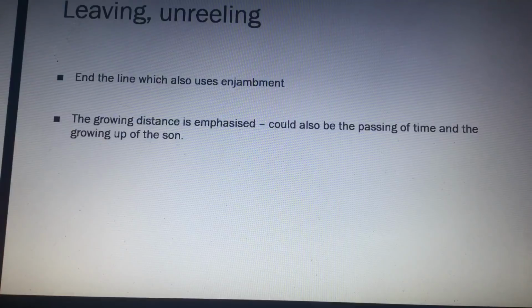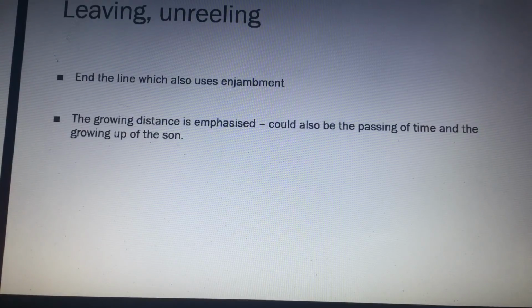It is, I suppose, the severing of the umbilical cord at birth. It is any time there is a growing distance between mother and child. And I suppose what the enjambment does there is it really solidifies this idea that, as I said earlier, a child has to be let go.